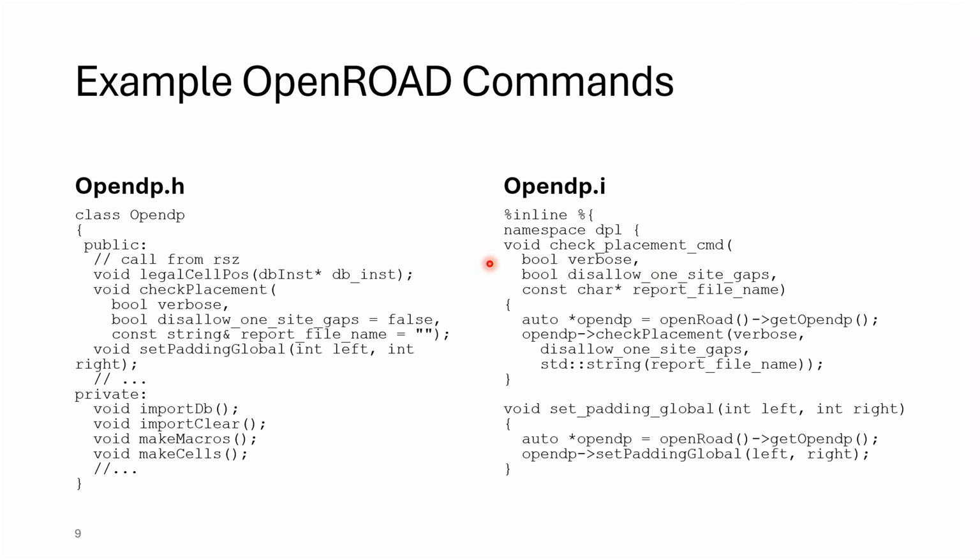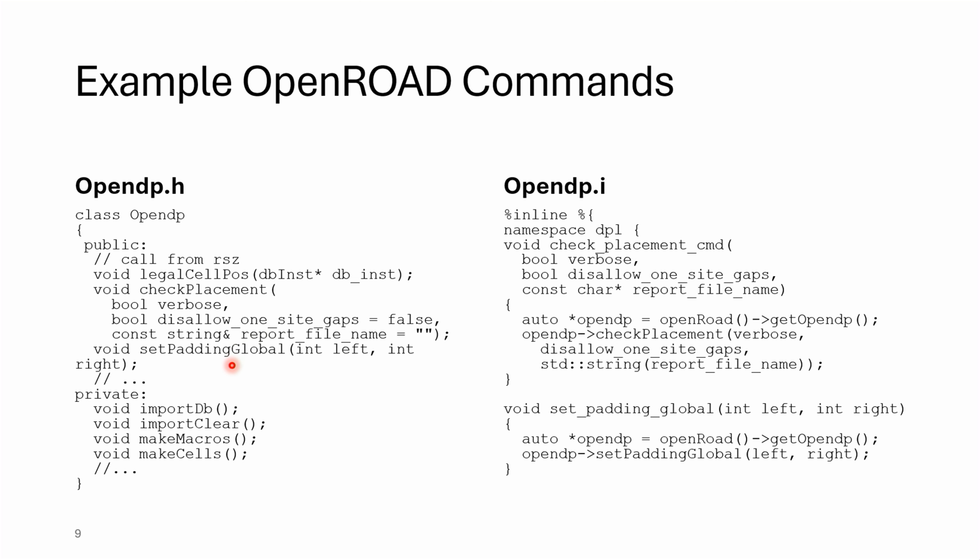So essentially two different functions, but you can see in here that this is essentially calling the OpenDP check placement function here, and passing things along. So that's what the interface file looks like, at least for these couple of commands.